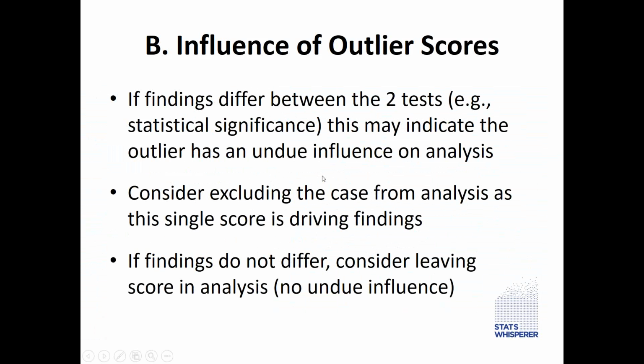So if one's significant and the other isn't, that may indicate undue influence of the outlier. The outlier is either causing significance or causing non-significance, right? So you should consider excluding that outlier from the analysis because it has an undue influence. Now, if the outlier isn't causing statistical significance and is just blending in, right, and it doesn't have an undue effect, you can consider leaving it in the analysis because, like we said, it's not the outlier that's the problem, it's the undue influence of that outlier.